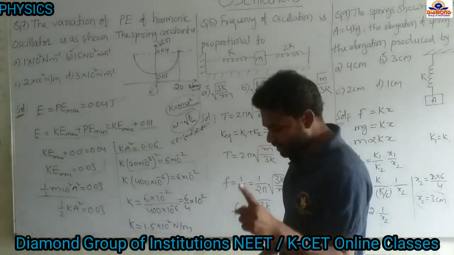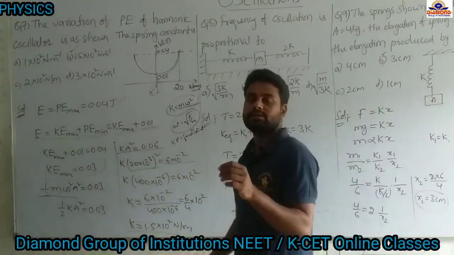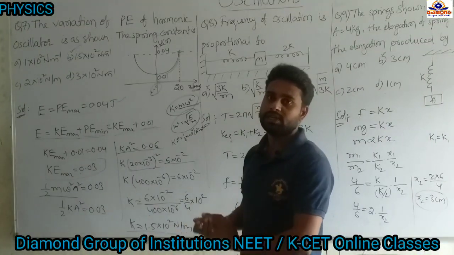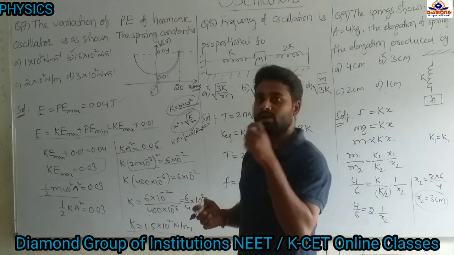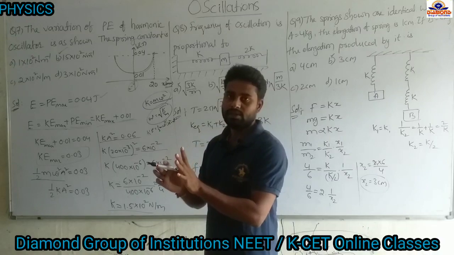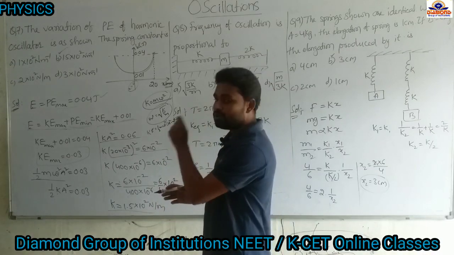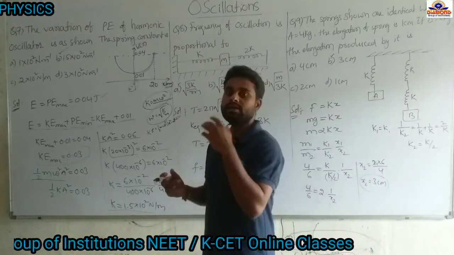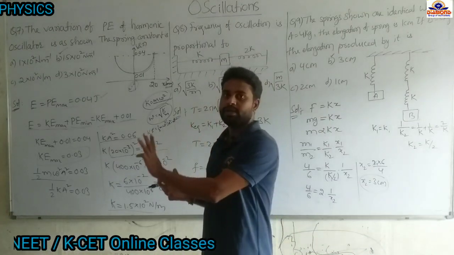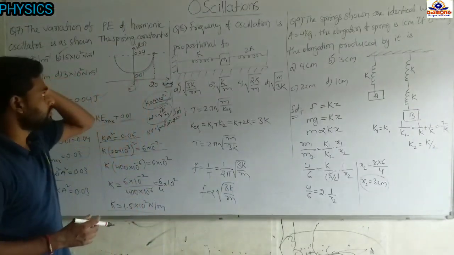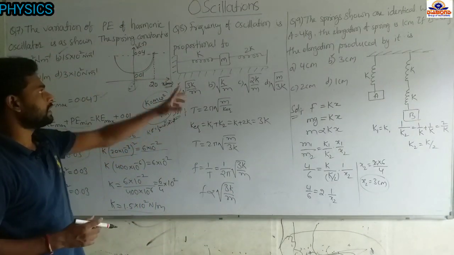At the extreme position, total energy is equal to the maximum potential energy, but at the mean position, total energy is not always equal to the maximum kinetic energy. It may have some potential energy also, so the total energy is equal to the maximum kinetic energy plus the minimum potential energy. Remember that point.